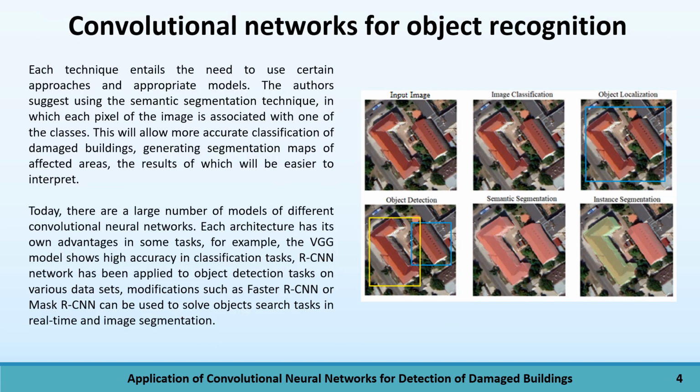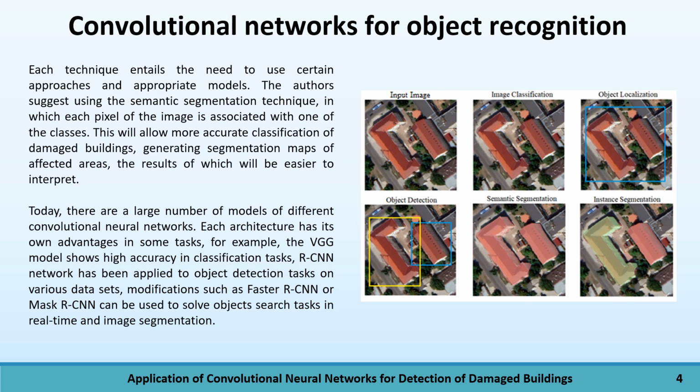The next slide presents techniques and networks for solving the problem. So each technique entails the need to use certain approaches and appropriate models. In the figure on the right, you can see a comparison of different computer vision techniques. The authors suggest using the semantic segmentation technique, in which each pixel of the image is associated with one of the classes. This will allow more accurate classification of damaged buildings, generating segmentation maps of affected areas, the results of which will be easier to interpret.